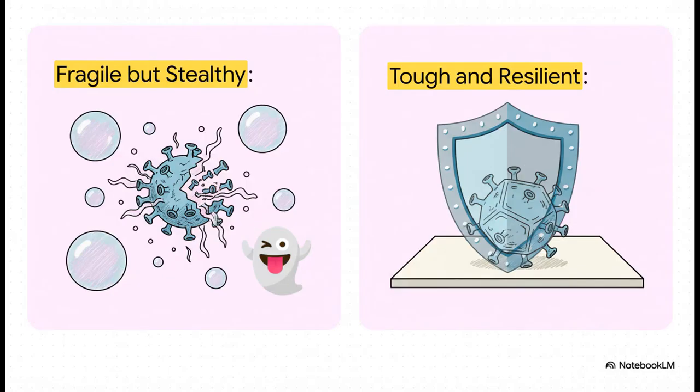And that stolen cloak, that envelope, it actually leads to two totally different strategies. The enveloped viruses, like influenza or HIV, they're stealthy, but they're also kind of fragile. Their fatty outer layer gets totally wrecked by soap and detergents. That's literally why washing your hands works so well. But then you have the non-enveloped viruses. These are the tough guys. They just have that protein armor, which makes them super resilient. They can hang out on a doorknob for a long, long time.